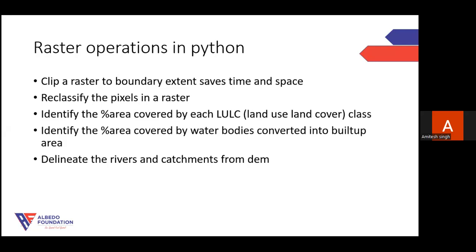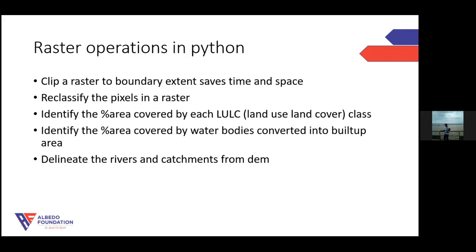And if you want to clip the data for 100 regions, then you can just use a for loop and clip. You don't need to open the file each time, and you don't need to clip it in QGIS or ArcGIS 100 times. So it can save your time, and it can increase the accuracy of your work as well. And also, for example, you want to reclassify the data. You have the land use land cover information. In the land use land cover information, you have lakes information separately, reservoirs information separately, and rivers information separately.